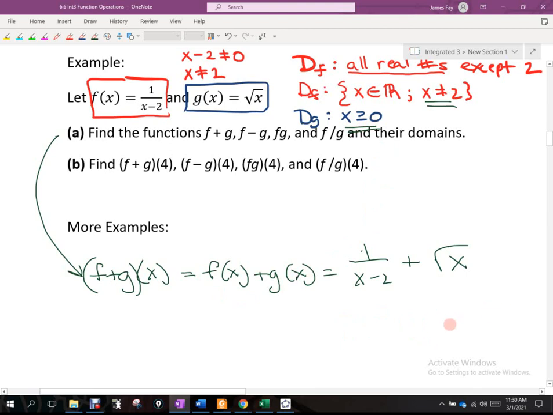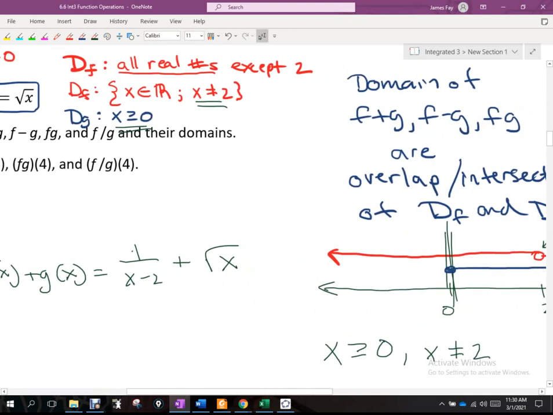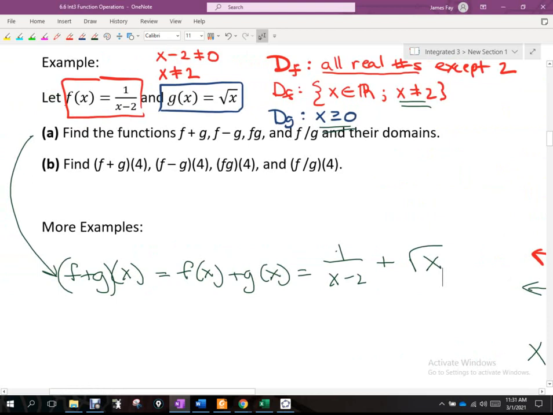If I choose a number like 2, I could take the square root of 2. Square root of 2 is about 1.4 something. Okay? But over here, if I put 2 in, it's 1 divided by 0, and that's undefined. So it's the same logic. I don't know what that total would be because that's not a defined value. So the domain is this right here. X has got to be bigger than or equal to 0, but it cannot be 2. Okay.